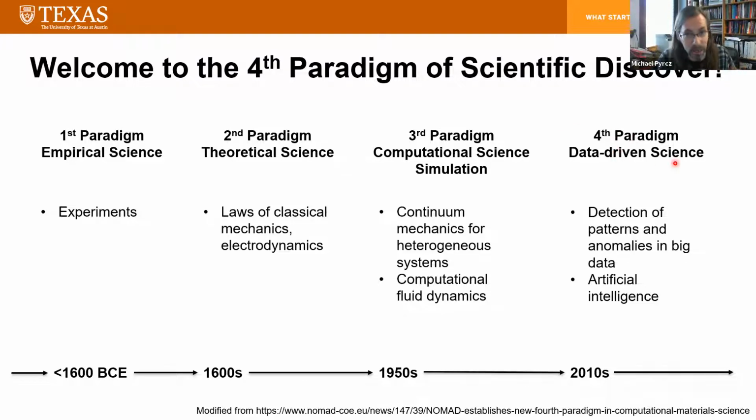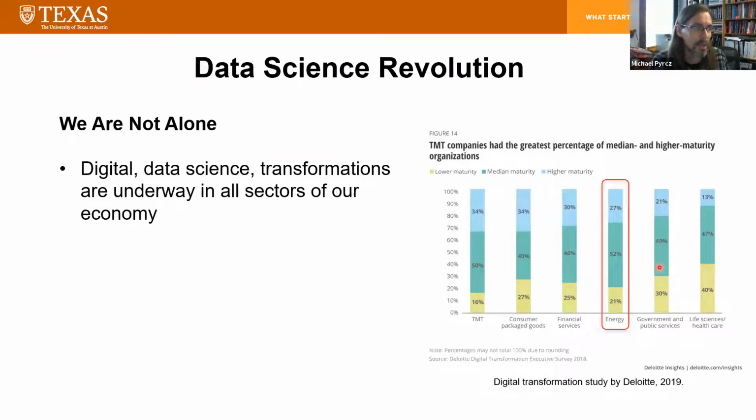Now, if anybody here in the room wants to argue with me and say 2010s is too late, this is the third wave of AI or the fourth wave of AI, depending on how you count it, we can move it back. I'm cool with that. I get that. It's been happening for a while. I respect that. But the idea of detecting patterns and anomalies from big data, using artificial intelligence to try to find these patterns, this is all the fourth paradigm of scientific discovery.